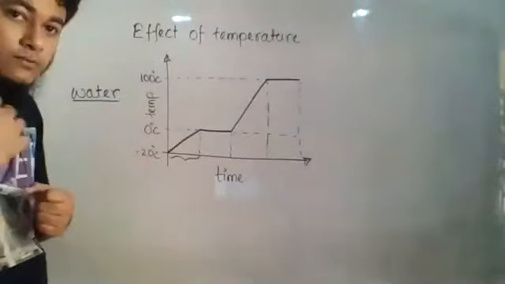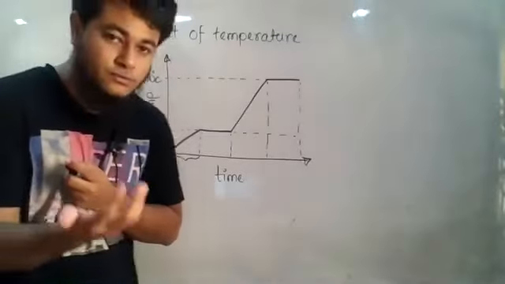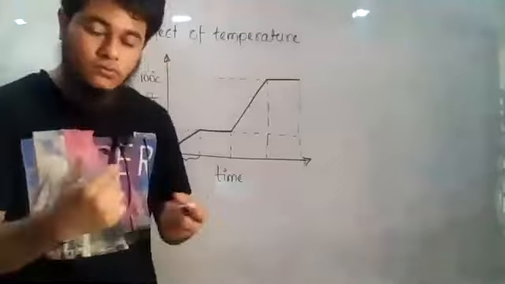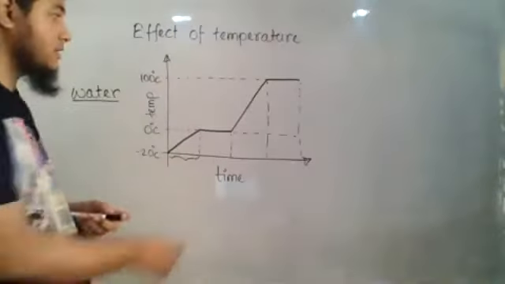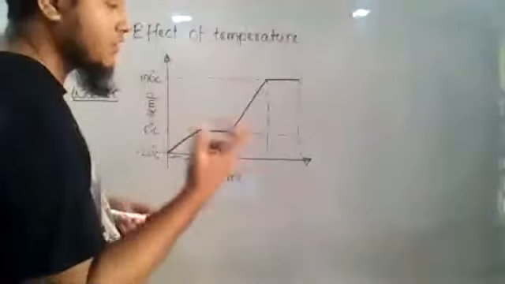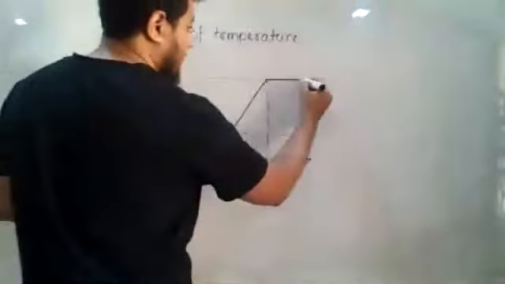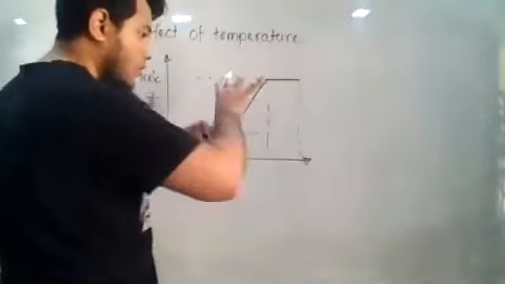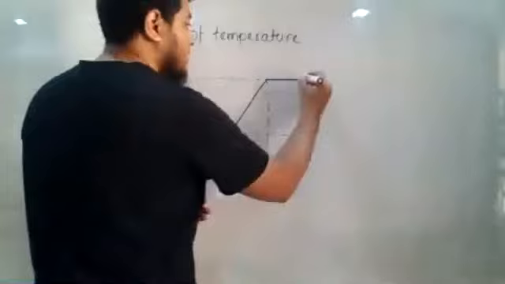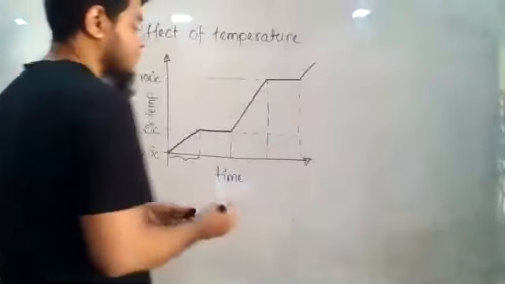Change of state from which state to which state? Boiling, water to water vapor. At 100 degrees Celsius, the water will start boiling and it will start to convert into water vapor. Then, after all the water has been converted to water vapor and you still keep on heating, then the temperature will rise further.